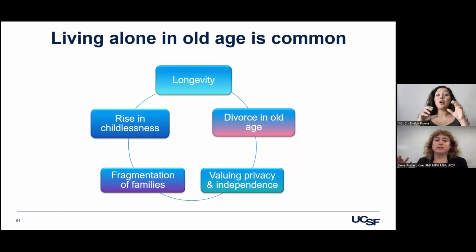So, for example, living alone is common because of longevity. It's more common not to have children, not to get married. Families are fragmented. Privacy and independence are important. And at the same time, living alone is more common in old age, as well as cognitive impairment.